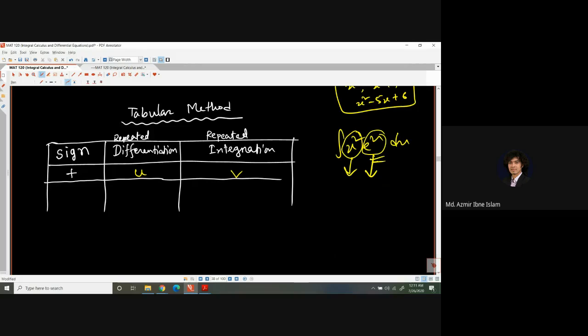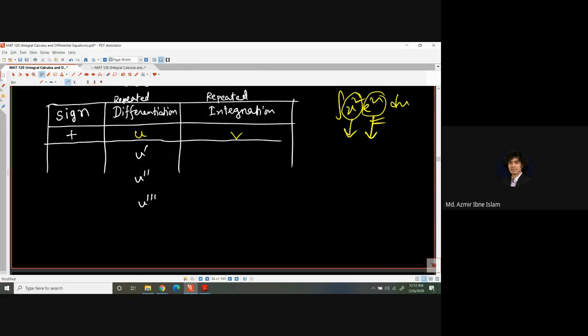since this is under the repeated differentiation column, repeated differentiation means we have to differentiate again. So that means the differentiation of u, again differentiation, let me write it this way: u prime, u double prime, u triple prime, that is the first derivative of u, the second derivative of u, the third derivative of u, and this process will continue until we get 0.